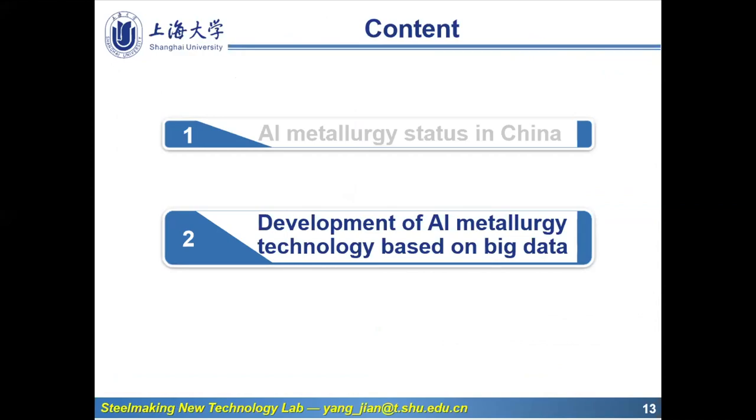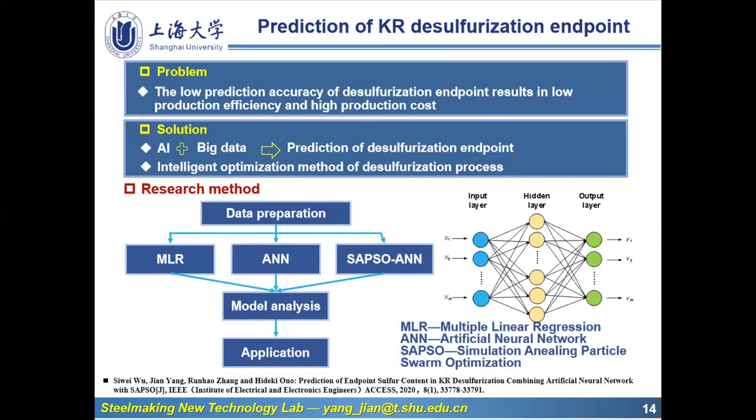data. Firstly, about the prediction of the KR and Canberra reactor desulfurization endpoint. So the problem is the low prediction accuracy of the desulfurization endpoint results in low production efficiency and high production cost. So to solve this problem, we use the AI technology combined with big data to make the prediction of the desulfurization endpoint. And the intelligent optimization method of the desulfurization process was developed.